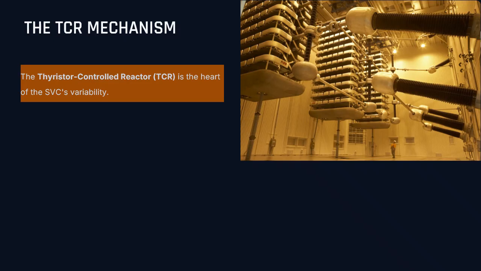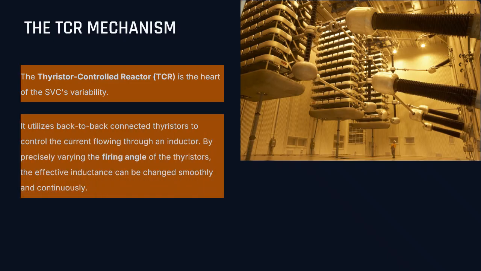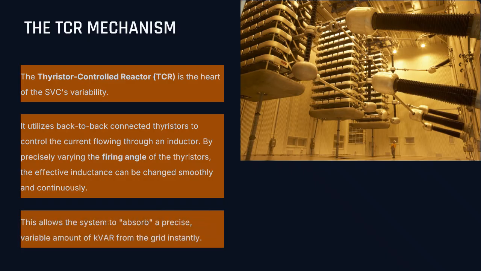The TCR mechanism. The true innovation lies in the thyristor-controlled reactor. The TCR uses two back-to-back thyristors to regulate the current through an inductor. By precisely controlling the firing angle, that is, the exact point in the AC cycle where the thyristors are switched on, the effective current and, therefore, the effective inductance can be continuously varied. This power electronic control means there is no mechanical movement, enabling smooth, continuous, and instantaneous reactive power absorption.